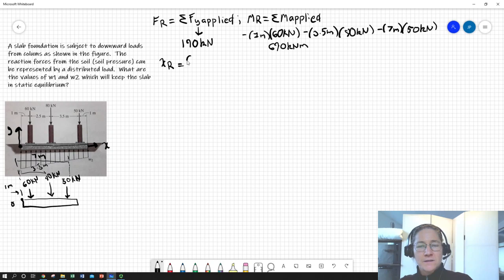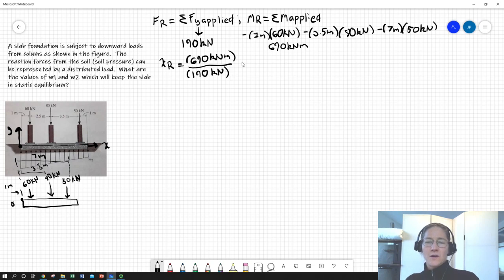is acting at 690 kilonewton meters divided by 190 kilonewtons. So our total moment divided by our force gives us the moment arm, or the R. Our cross product is easy here, everything's perpendicular. So we have 690 kilonewton meters divided by 190 kilonewtons, which gives us something like 3.63 meters.